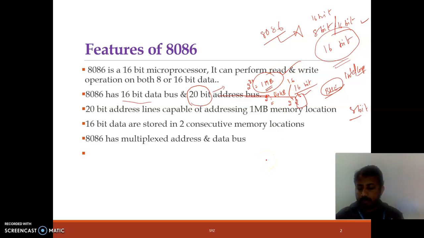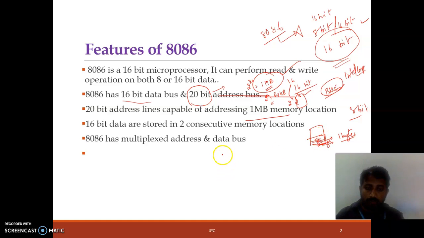But remember, the microprocessor doesn't have its own memory. It will be addressed to the memory, so it can address up to 1 MB of memory locations. When you are sending 16-bit data, it will be stored in two memory locations. Each memory location is 1 byte, so a 16-bit data is stored in two memory locations, 1 byte in each.